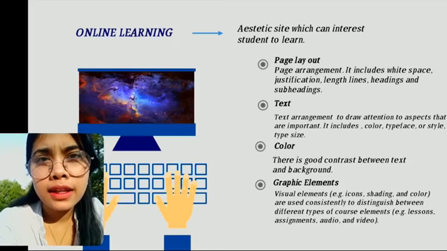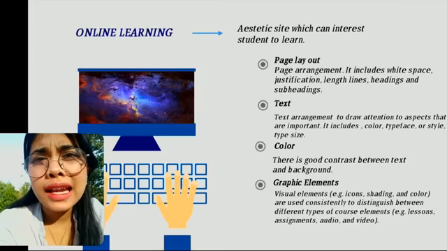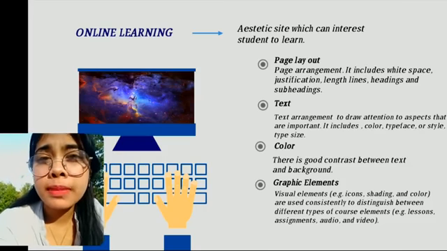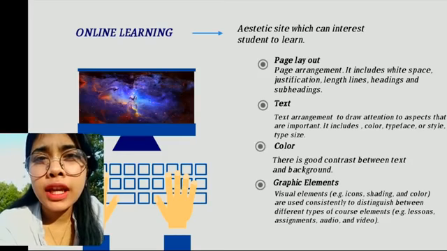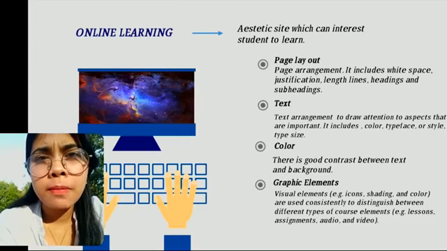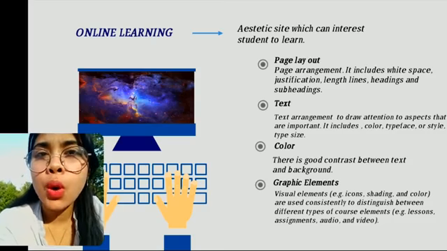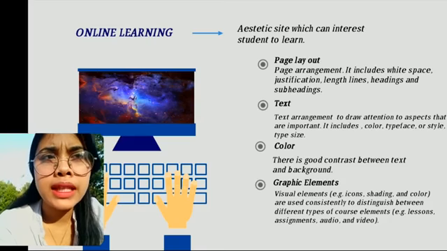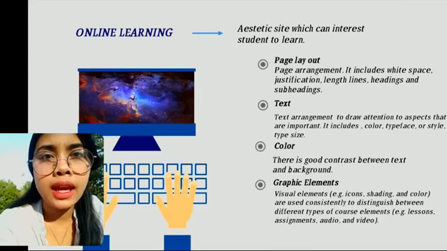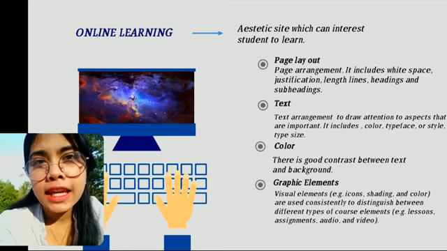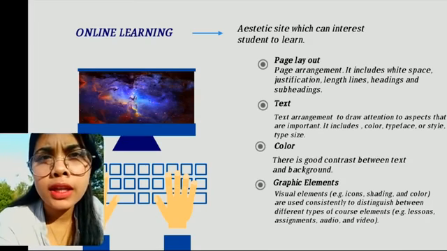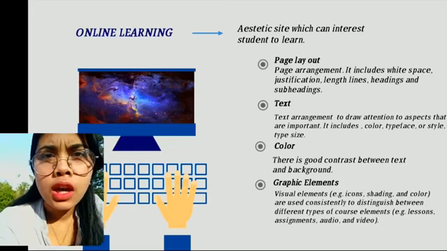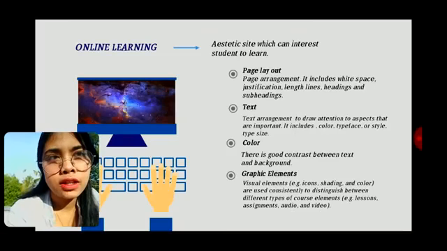And then line length. Lines that are too long make it difficult for the reader to get the point. The length must be standard, not too long or too short, to make the text readable. And headings and subheadings are like the points that should be the focus of the reader.